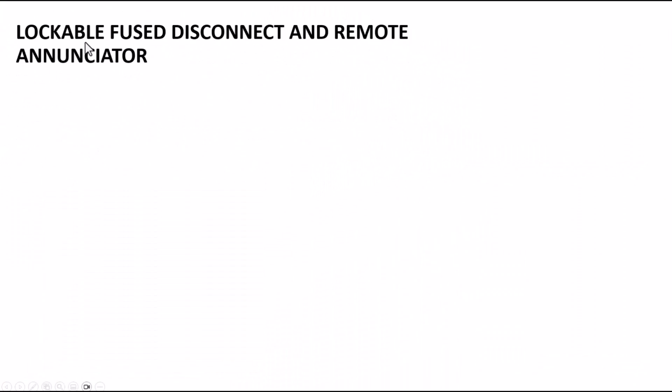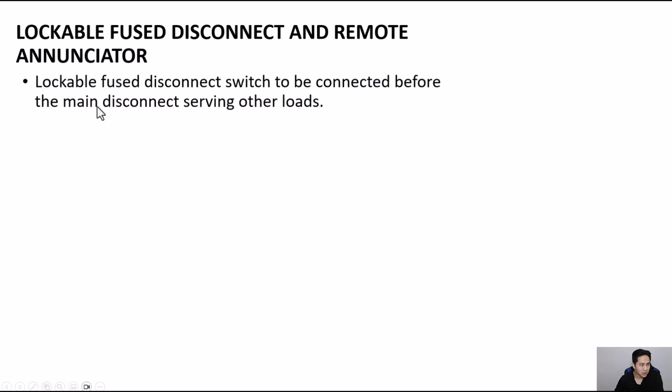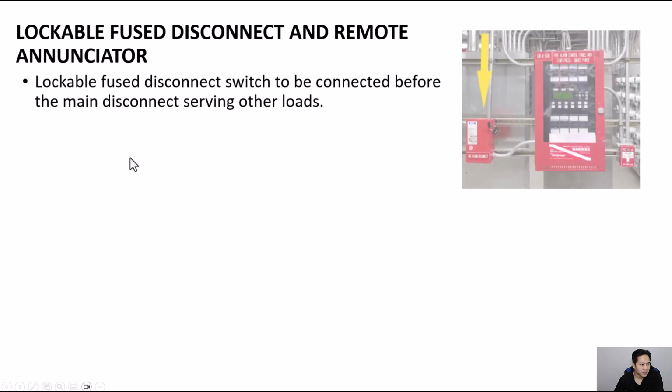So we'll now talk about lockable fuse disconnect switches and remote annunciators. A lockable fuse disconnect switch is to be connected before the main disconnect serving other loads for the building. You want to put it before, because if somebody shuts off the main service to the building, they'll be shutting off the power to the fire alarm system. To prevent that, you have to put it before the main disconnect.